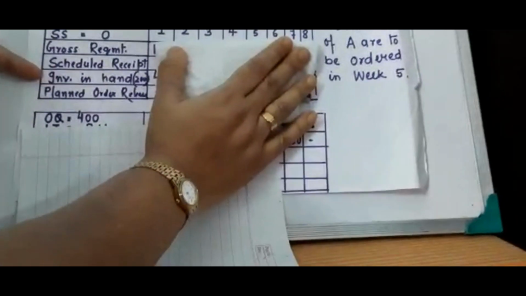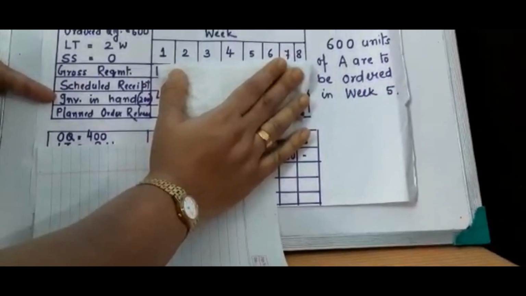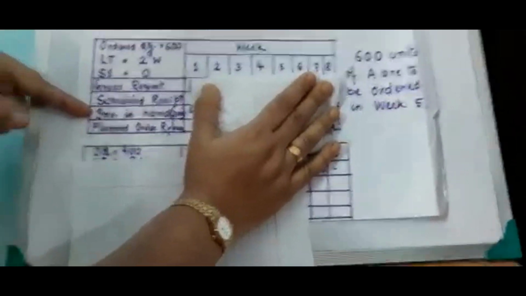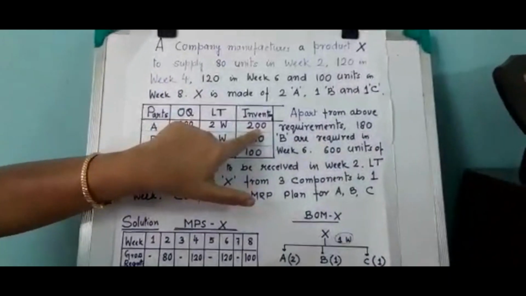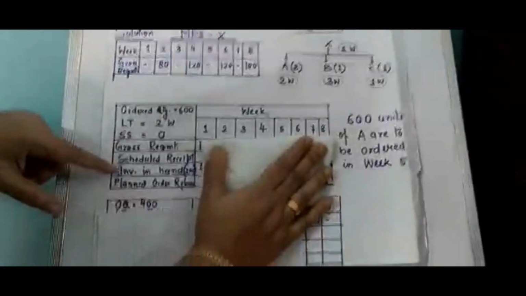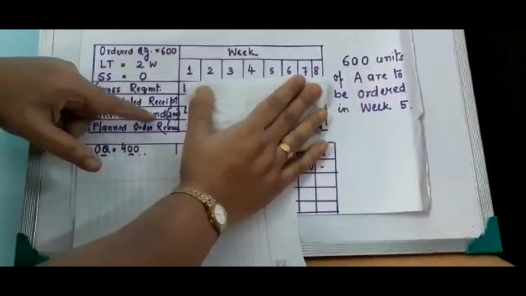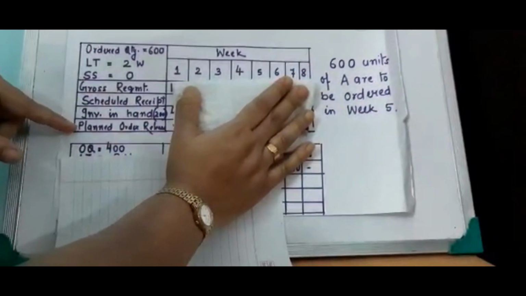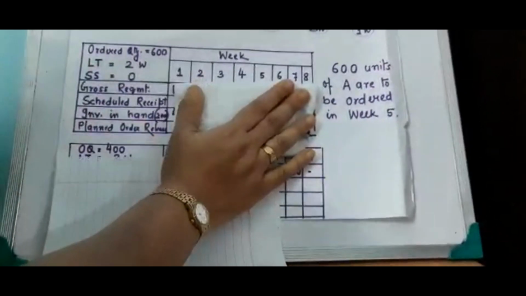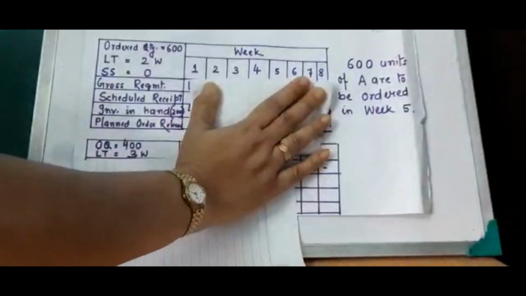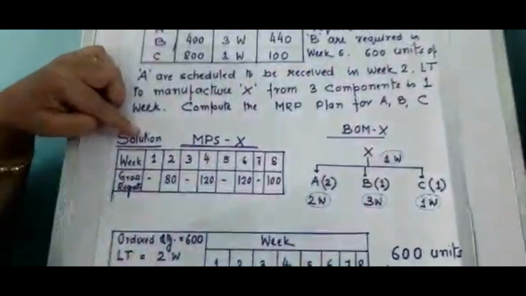In this particular case for A, if you look back at the inventory status file, it shows that A has an inventory of 200 units. So that 200 units, we have kept it here. Inventory in hand is 200. And last row represents your plan order release. Now, come back to the MPS.